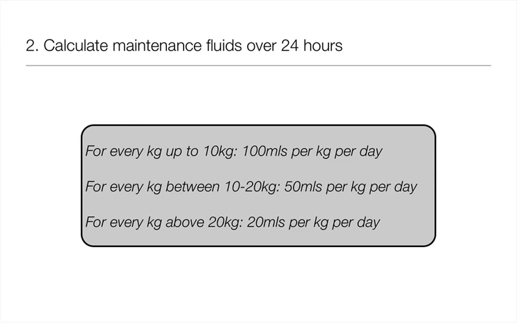Then you need to calculate the maintenance fluid over 24 hours. Now, this is slightly complex, but if you just take it simply, for every kilogram up to 10 kilograms, you prescribe 100 mils per kilogram per day. Then for every kilogram between the weight of 10 to 20 kilograms, it's 50 mils per kilogram per day. Then if the child weighs above 20 kilograms, for every kilogram you give 20 mils per kilogram per day. Simple.